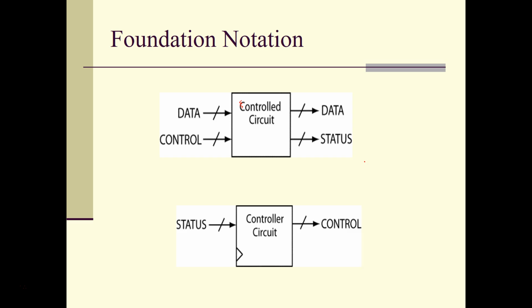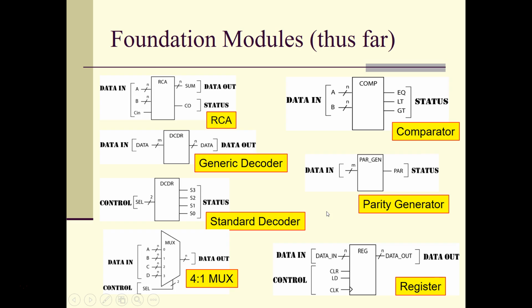Okay, and so what we're going to do is use some type of controller circuit. In our case, we're going to use a finite state machine. It's going to read the status inputs, kick out the appropriate control to do what you designed the state machine to do. Okay, and so this is all the modules we've worked with so far.